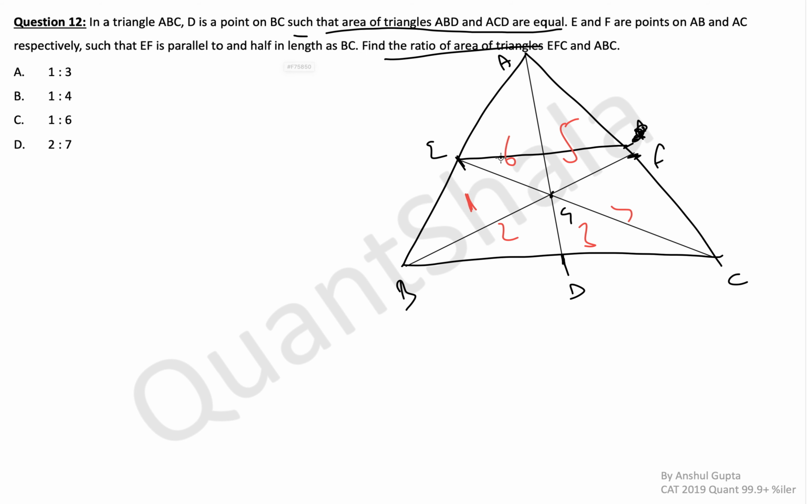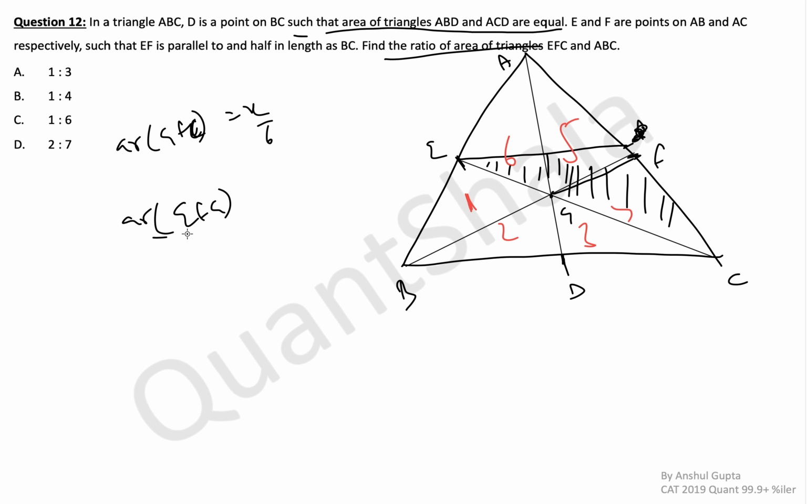So now EFC, we are trying to compute the area of this entire thing. We know that GFC is 1/6 of the triangle. If the entire triangle is X, what is the area of GFC? It is going to be X by 6 by the same property that I just told you about. Now we are left with this area of EFG. There are multiple ways to compute this. Let's look at 2 ways.